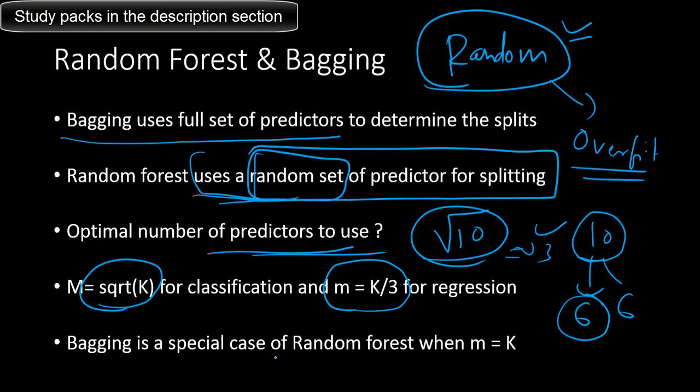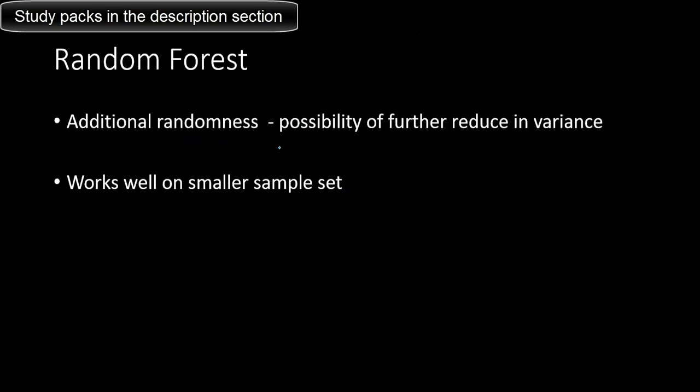Now bagging is a special case of random forest when m is equal to k, because bagging uses all the predictors. It doesn't use a random subset of them. Hence, bagging is just a special case of random forest. Random forest uses a random subset of the entire number of predictors. So when m equals k, it's just the case of bagging.